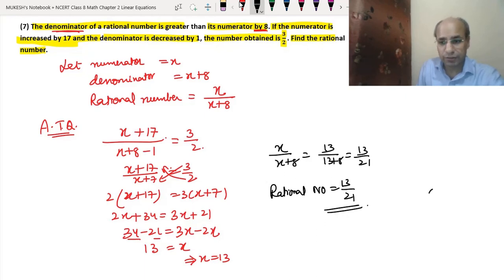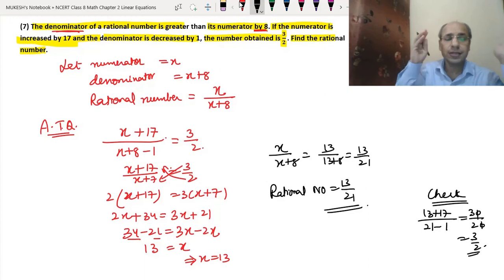Okay, now let's check it. We add 17 to the numerator and we subtract 1 from the denominator. We get 30 upon 20. Zero, zero gone, so we get the value 3 by 2. So our answer is correct.